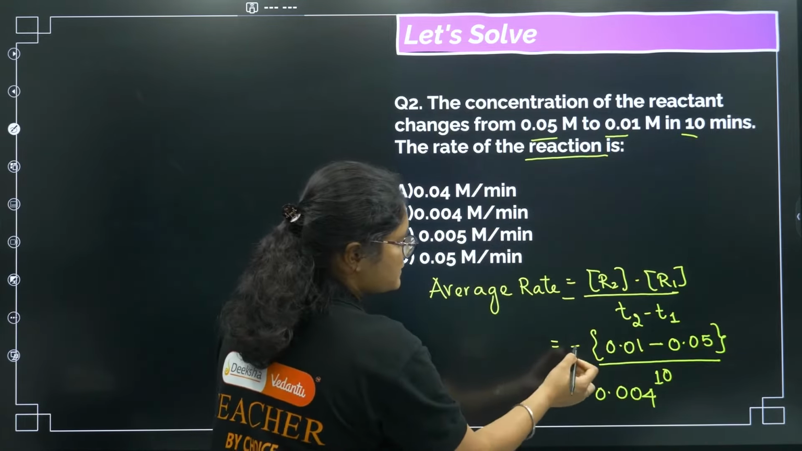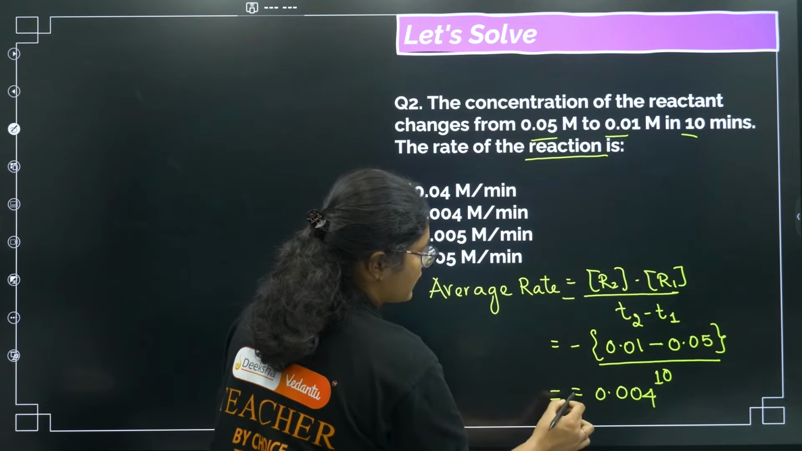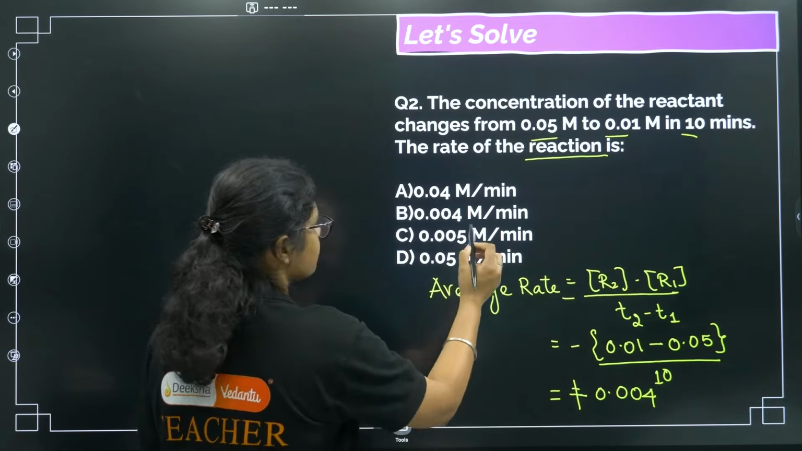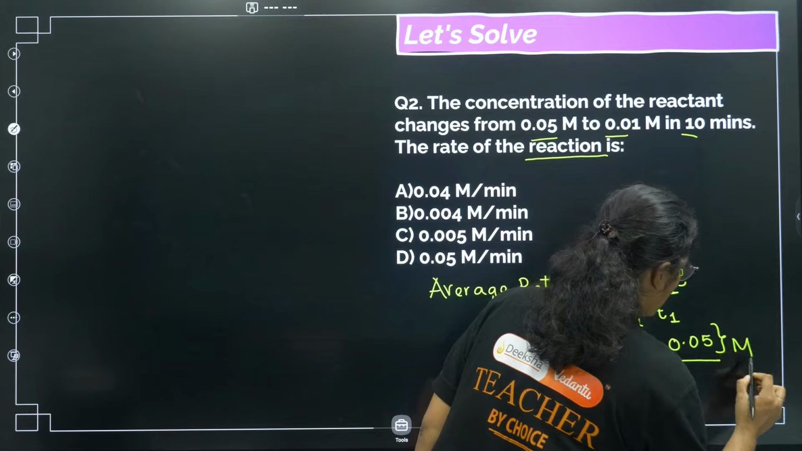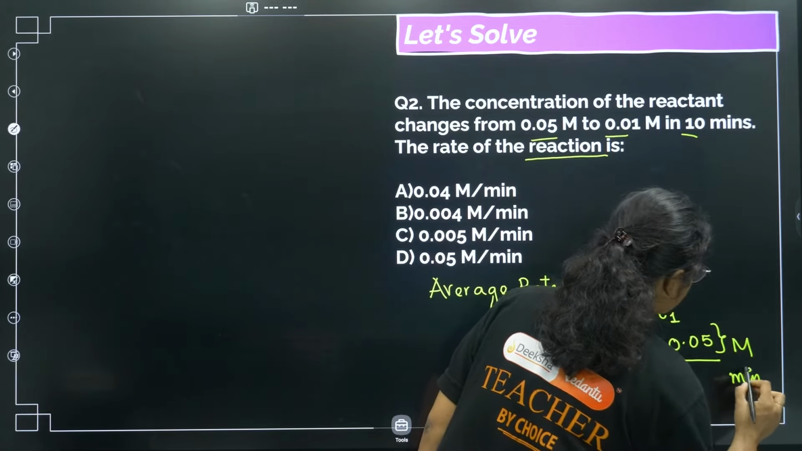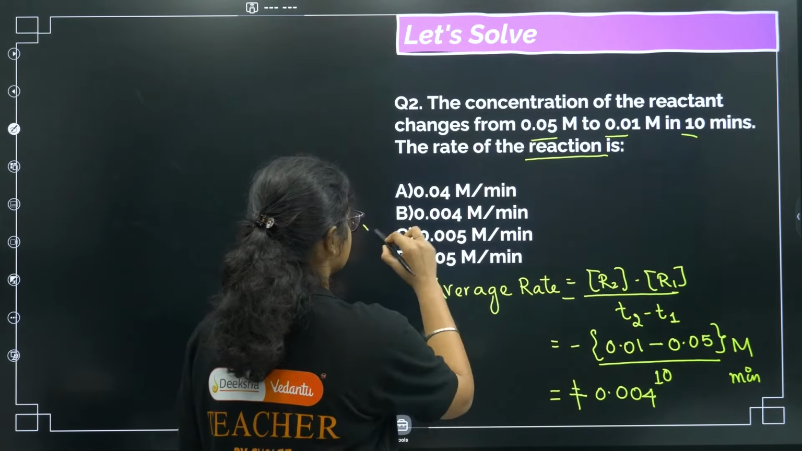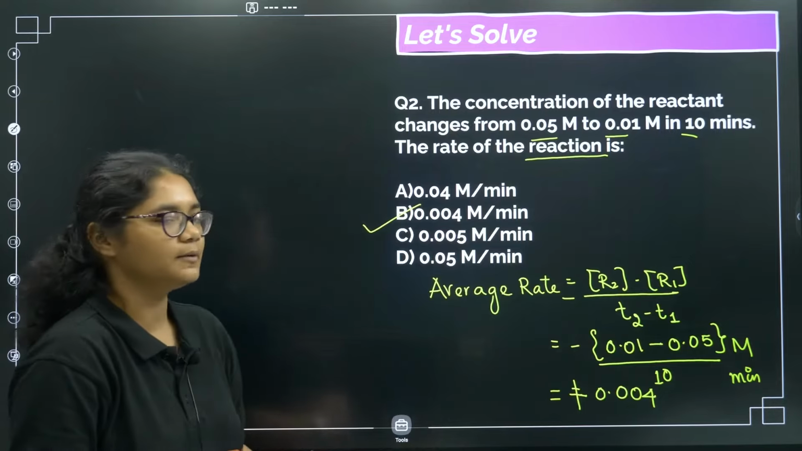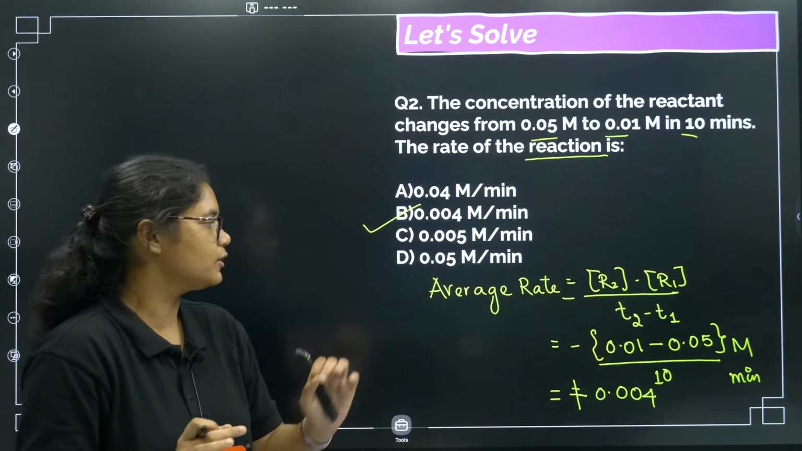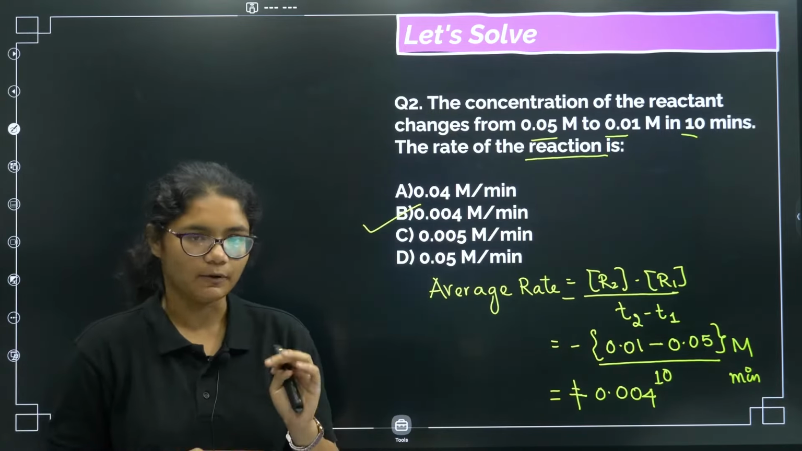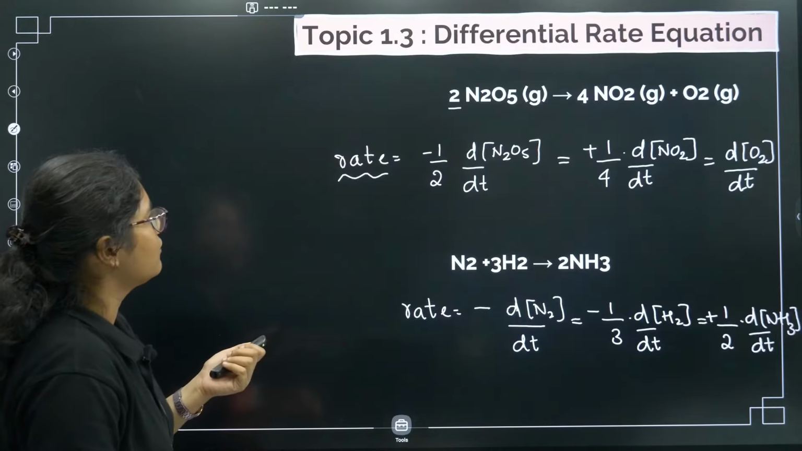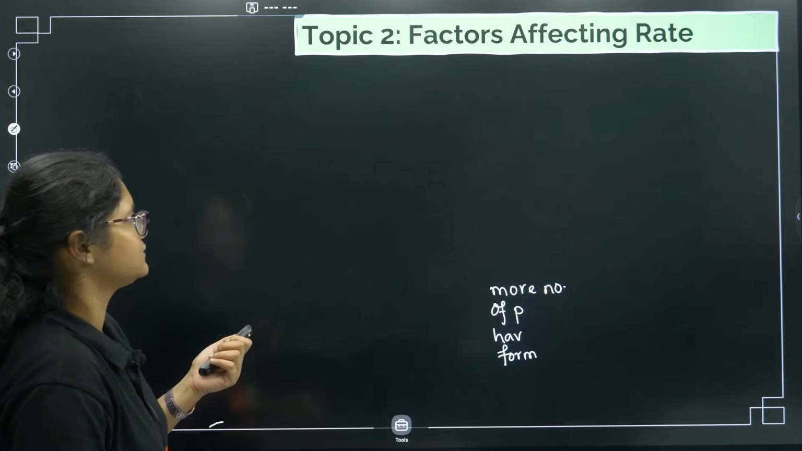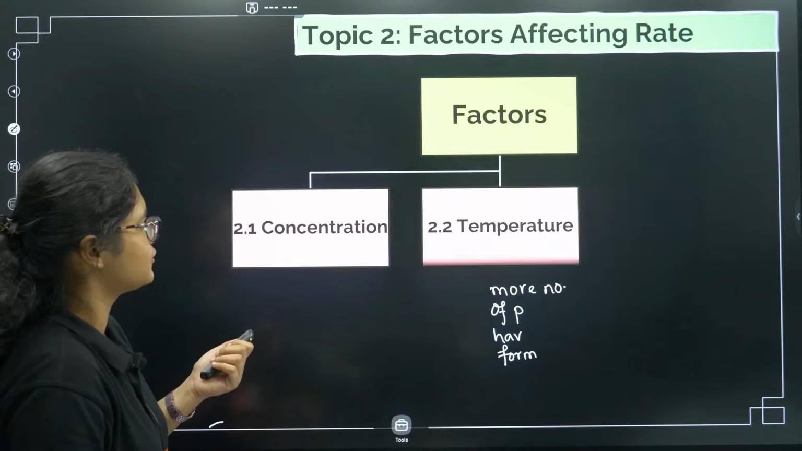So this minus and this minus will become negative. So I'll get plus 0.004 moles, and here it is minute, so mole per minute. So the correct answer for this question is option number B, 0.004 moles per minute. Okay, fine. Now we have done this one, we have discussed the factors also.